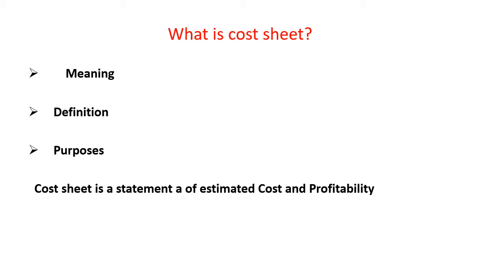A cost sheet serves the following purposes. First one, it discloses the cost per unit as well as the total cost of output. It discloses the various elements of cost. It is useful for calculation of tender price, as the selling price may be fixed in advance.